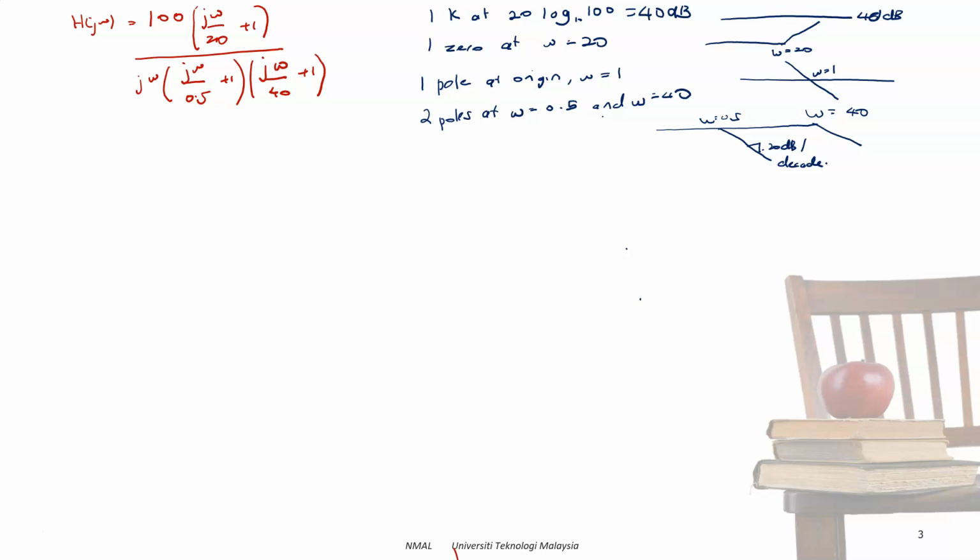Okay, so now we look at the corner frequency. It means the frequency at which there is a change in the Bode plot. Corner frequency here refers to the frequency where we have a pole and also zero. Okay, so let me circle the corner frequencies here. This should be the corner frequencies 20, 0.5 and also 40. Okay, so we start with the first corner frequency, which is 0.5.